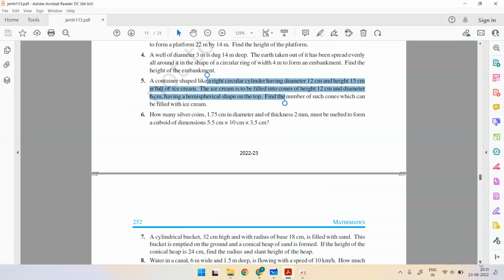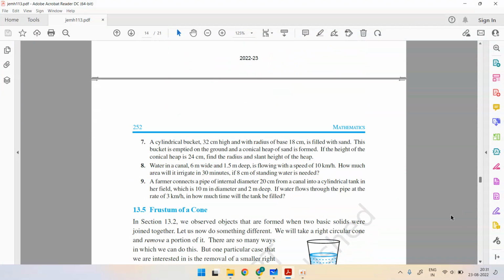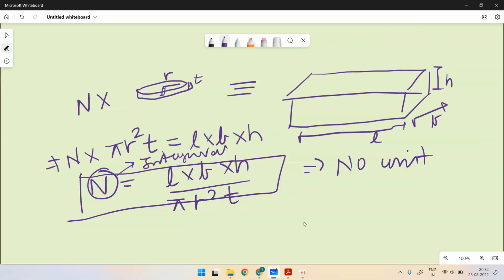Next, a cylinder 32 centimeter high and with a base of 18 centimeter is filled with sand. This bucket is emptied on the ground and a conical heap of sand is formed. If the height of the conical heap is this, find the radius and slant height of the heap. Same thing asked in a different way.